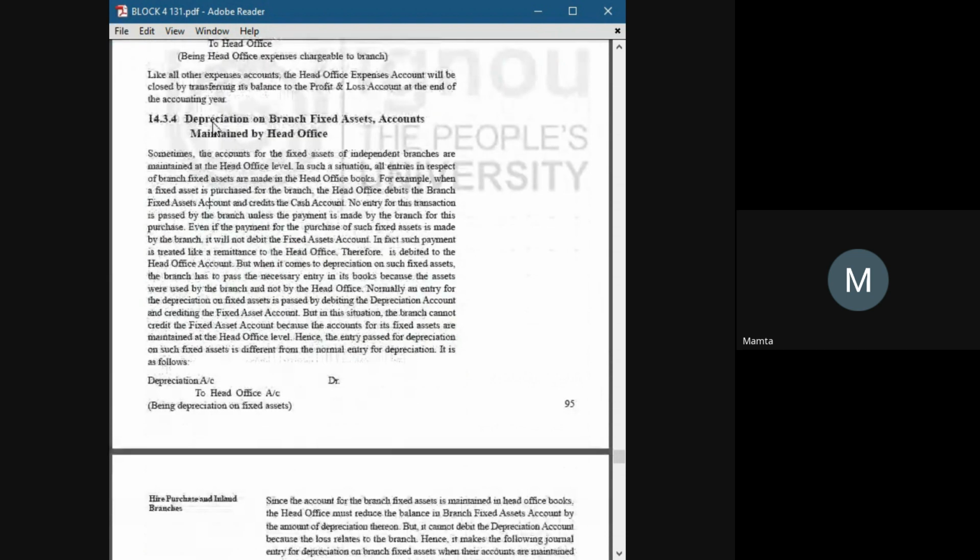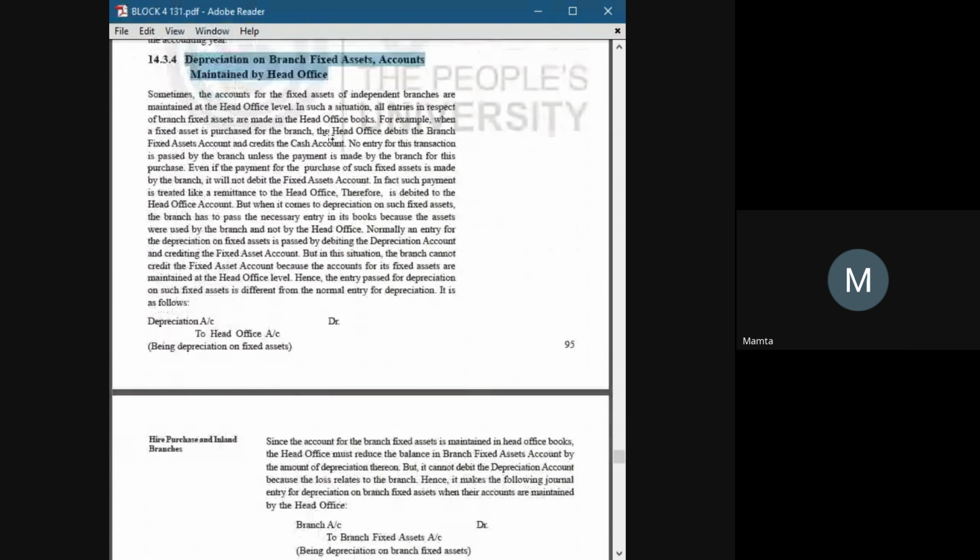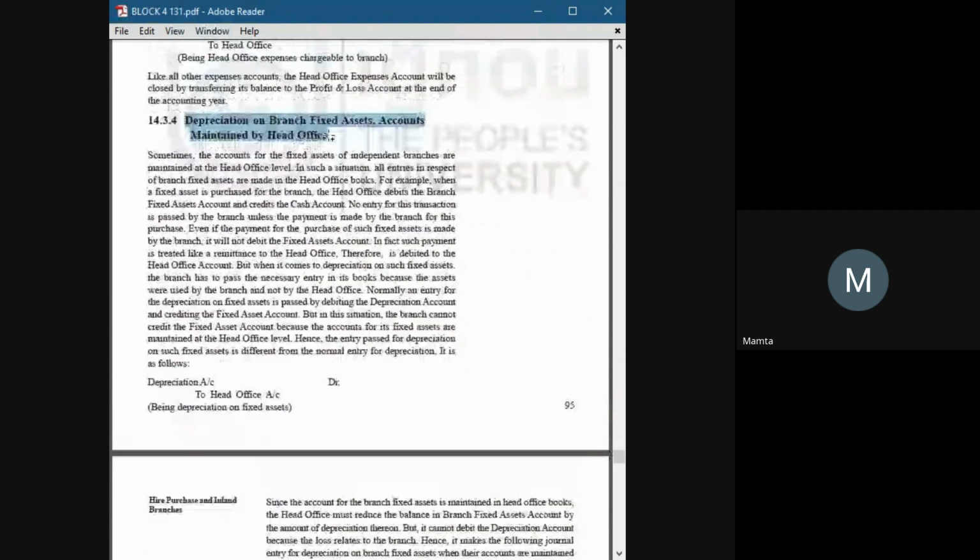Fourth one, depreciation on branch fixed asset account maintained by head office. See, usually the fixed asset account is maintained by the head office. In general branch accounting, the head office maintains the fixed asset account. So it is the responsibility of head office only to put all the purchasing, selling, and depreciation of the account.